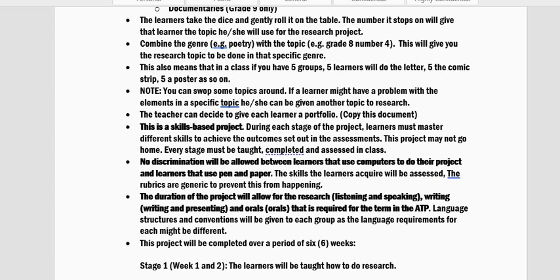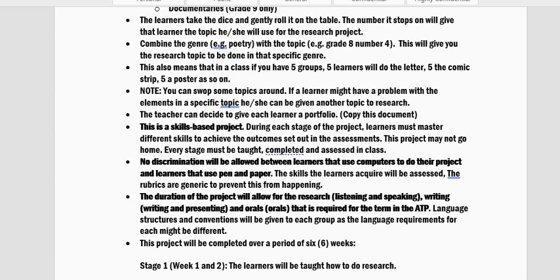Each learner must have a portfolio file. Later on in this video, I will share the workbook with you, or the exemplar workbook. You may change it. You may alter it to fit your needs. Once again, this is a skills-based project. During each stage of the project, learners must master different skills to achieve the outcomes set out in the assessments, and those you will find in the rubrics later on in this document as well.